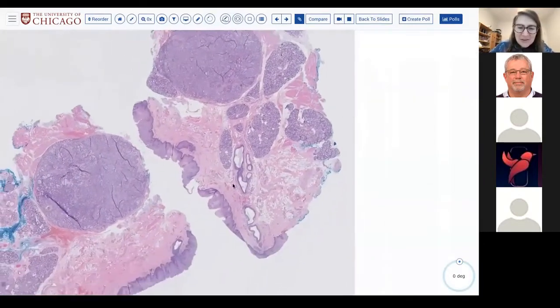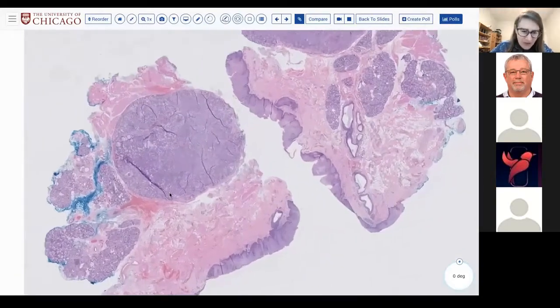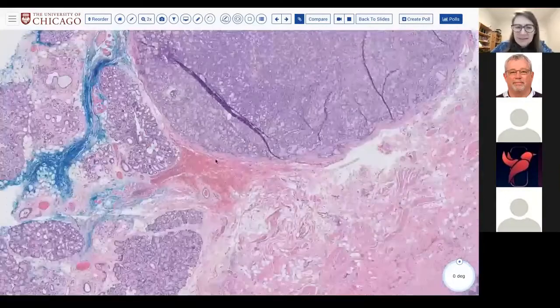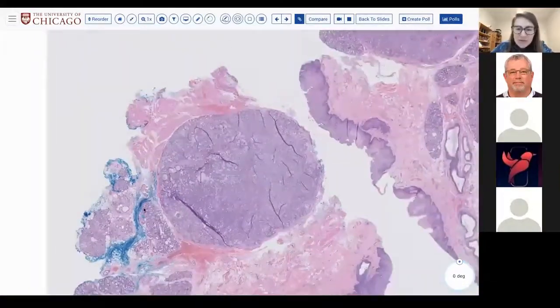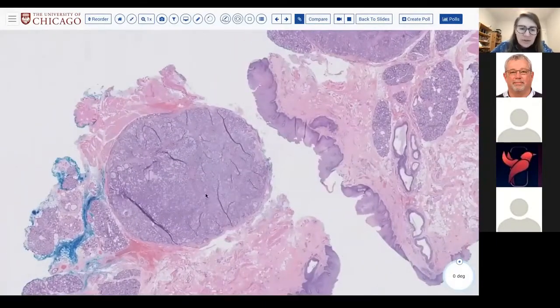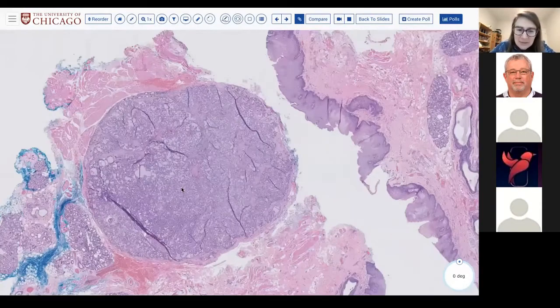Okay, so another shaved biopsy of palate. Again, showing some salivary gland of palate, mostly mucinous, and now showing this sort of circumscribed lesion amidst the salivary glands. So as we said before, invasion is always helpful for malignant, but both benign and malignant can be circumscribed, right? So let's see what's going on with this.